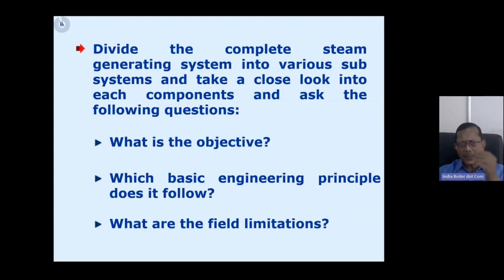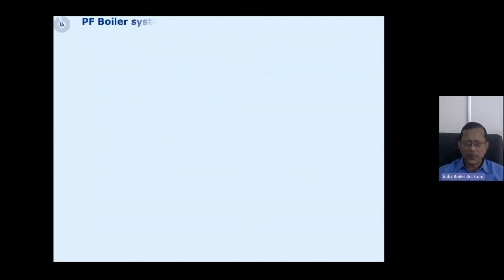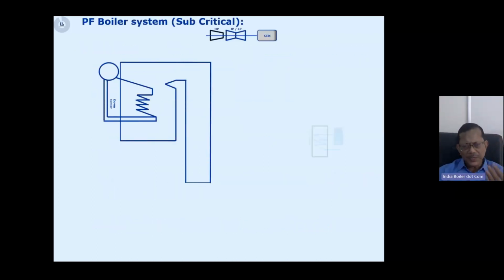So let us take a look at the boiler system. I'm taking the subcritical boiler system, let us say a 500, 600 megawatt power plant boiler unit. I'm taking a power plant boiler unit because it has all the subsystems and components in it to have a proper discussion. So we have the main plants: the boiler, the turbine, and the condenser. The feed water is first received from the condenser. The majority of the feed water is received from the hot well of the condenser.